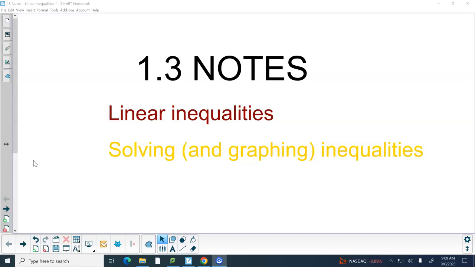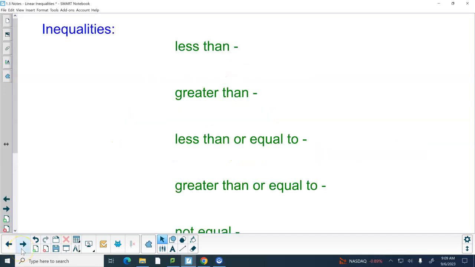Okay. All right. So today we're back into it. We're going to solve linear inequalities, and we're going to graph them also. And the graphing is super easy once you get going, once you remember all that fun stuff.